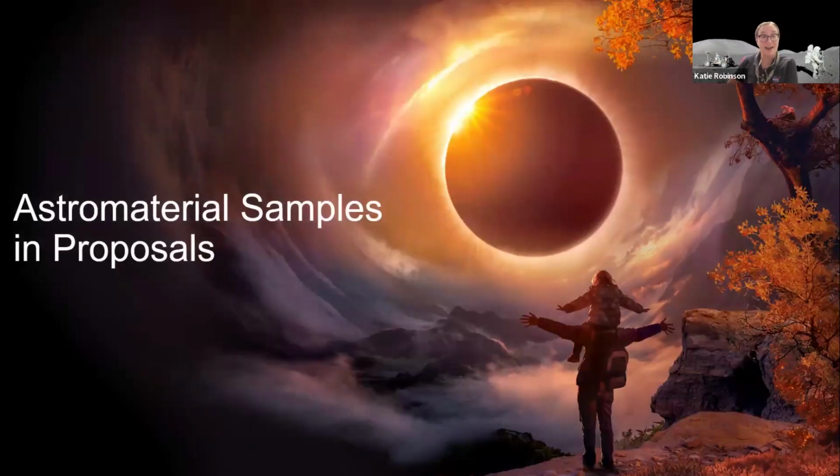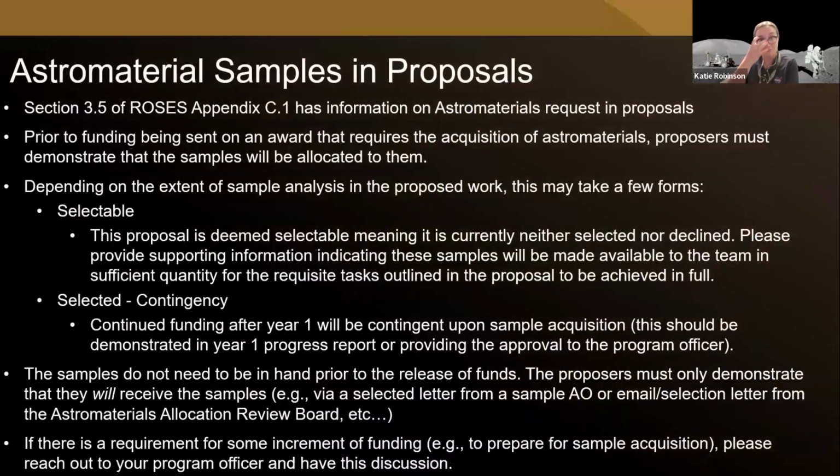So how do we address Astromaterials samples in proposals? If you've seen some of the other talks in this seminar series, you will have heard about the process for getting Astromaterials samples. So when it comes to applying for funding, if you look at section 3.5 of C1, there is information about how you address Astromaterials in proposals. Essentially, you need to be able to demonstrate that you have access to the samples before funding will be awarded to you.